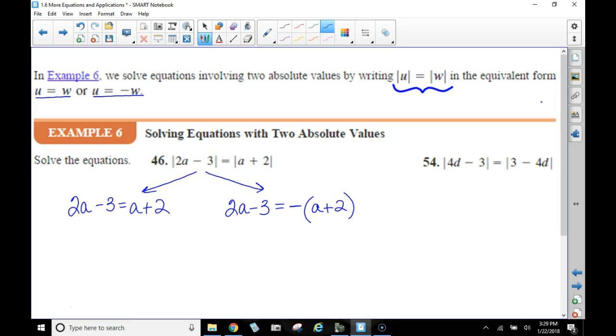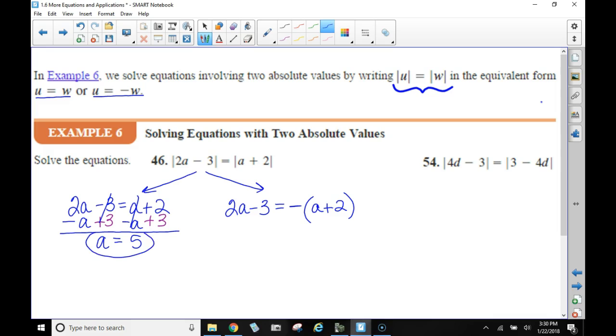Those scenarios would check. So over here on this first one, 2a minus 3 equals a plus 2. I'm going to subtract a from both sides. If I'm going to move my variables to the left-hand side, I'm going to add 3 to both sides to move my constants to the right-hand side. So we have 2a minus a is 5. 5 would work. If you put it back in, mentally check a 5 back in for A. There's one of our answers.